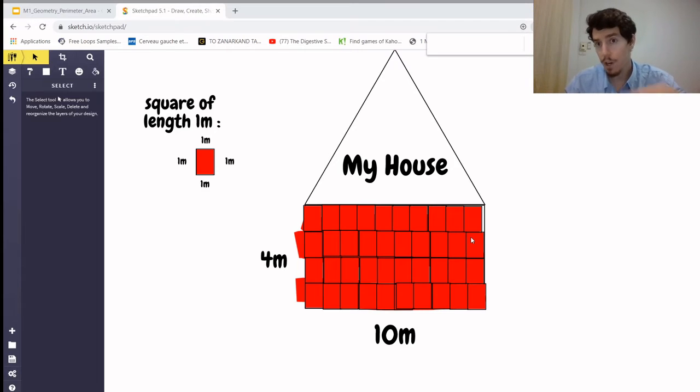Okay, but in math we are very lazy. We don't want to count all the squares one by one. So there are 40 squares, that's true. But how can we find it faster without counting them one by one?